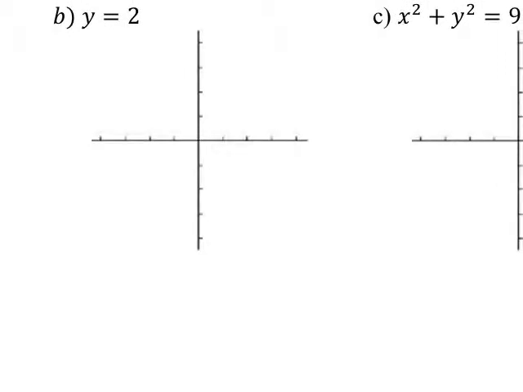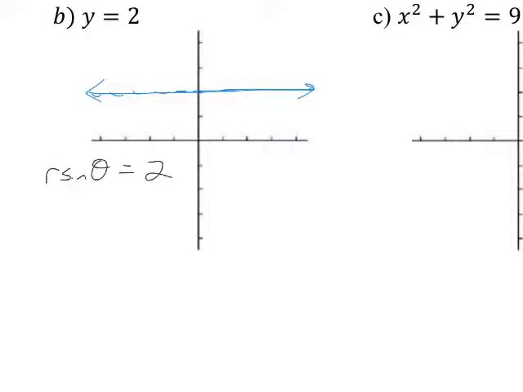Y equals 2, that is a horizontal line at 2. I don't know why I'm dotting it. It's a solid line at y equals 2. And we want to set this up in polar coordinates. So we know that y can be replaced with r sine of theta. There's nothing to replace on the right-hand side.